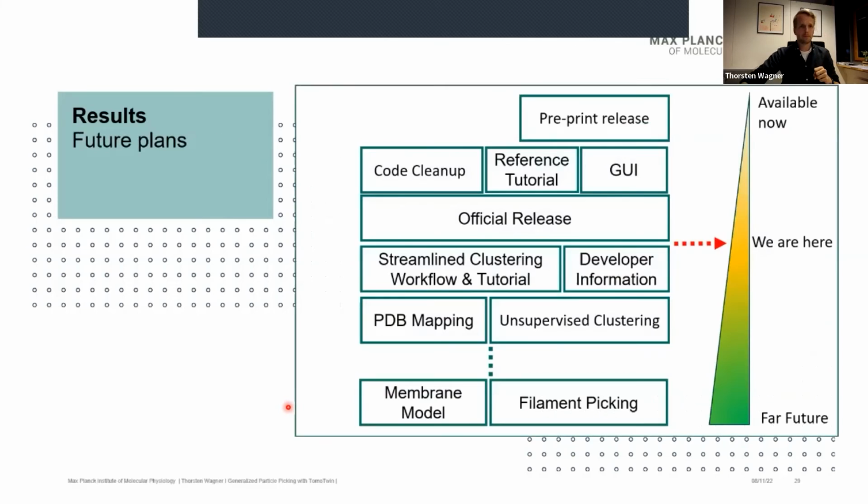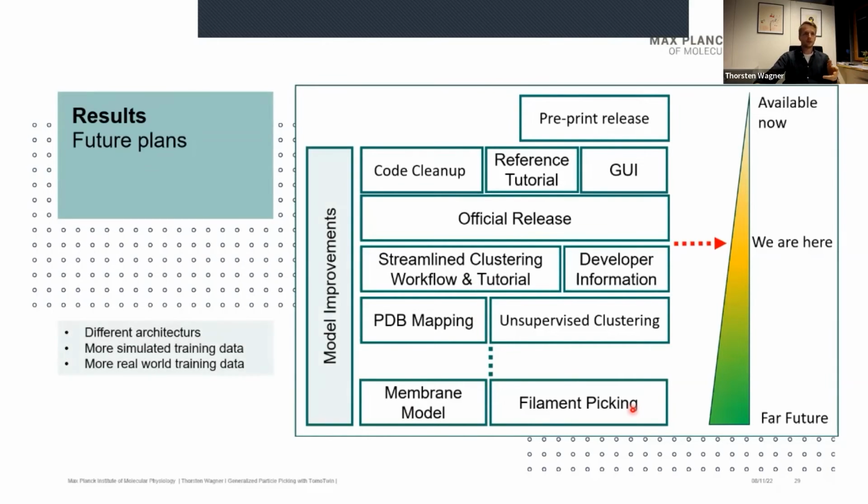So right now we have our official release. We are working on a streamlined clustering workflow and tutorial. I would like to provide some developer information in case someone wants to contribute. Then we would like to work on the PDB mapping, which simply means that I can use a PDB for picking, which would be cool, and some unsupervised clustering for more automated processing. And in the far future, we would like to work on membrane models and filament picking.